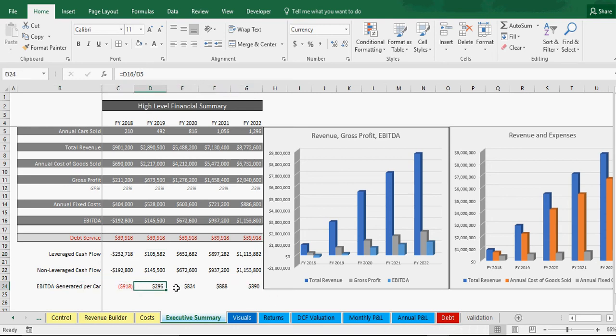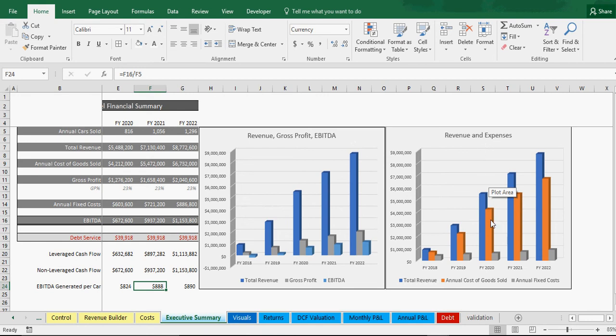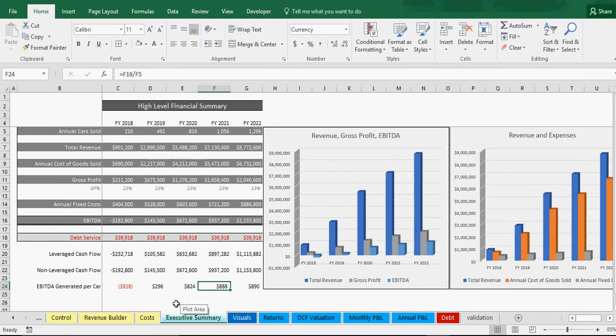And you can see that goes up because the car sales start to outweigh the fixed costs. And that's why this goes up. And then we've got some charts here, revenue, gross profit, EBITDA. And then we've got your revenue versus expenses. So this is your revenue, and then the orange would be your cost of goods sold. So what you're paying for the cars, and the other color. Note I am half colorblind, so sometimes the colors are hard for me. This is your fixed costs. So it kind of stacks up what you're pulling in the top line versus what you're paying out. Okay, so that's the executive summary.